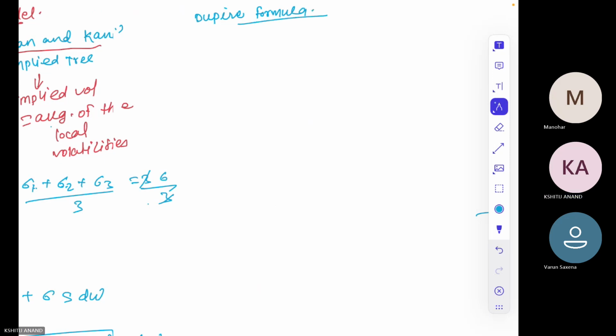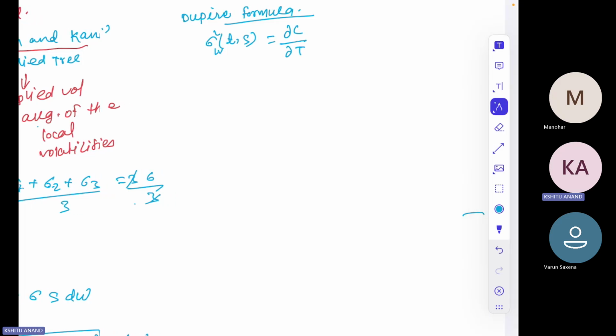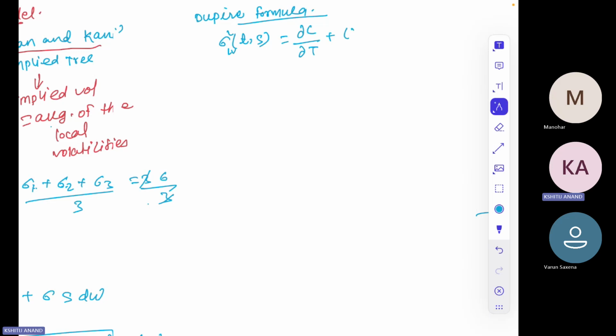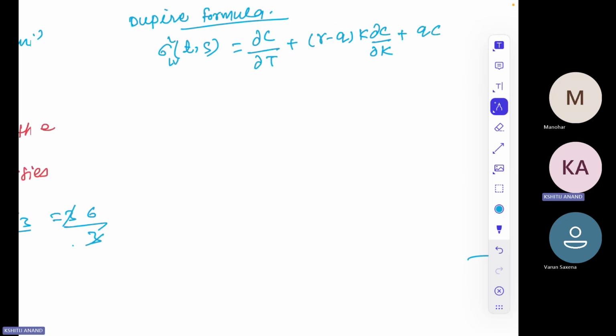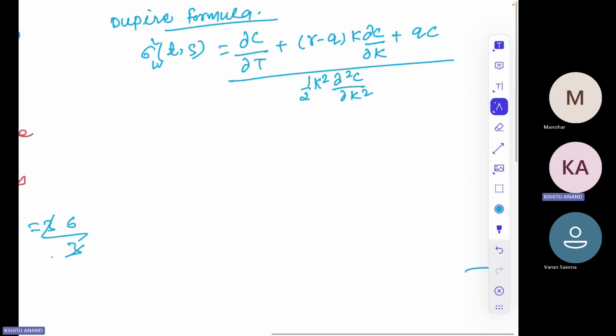The Dupire formula says that you can get the local volatility, sigma of T and S, or on this side we'll have a square term, so basically this is in terms of variance. The Dupire formula says that sigma squared will be dC/dT plus (r minus q) K dC/dK plus q C, divided by 1/2 K squared d²C/dK², the double differential, where C is the call price. Now, in the Dupire formula, this part of the term is often ignored because Dupire assumes r equal to q equal to 0. That is why the simplification would be dC/dT.